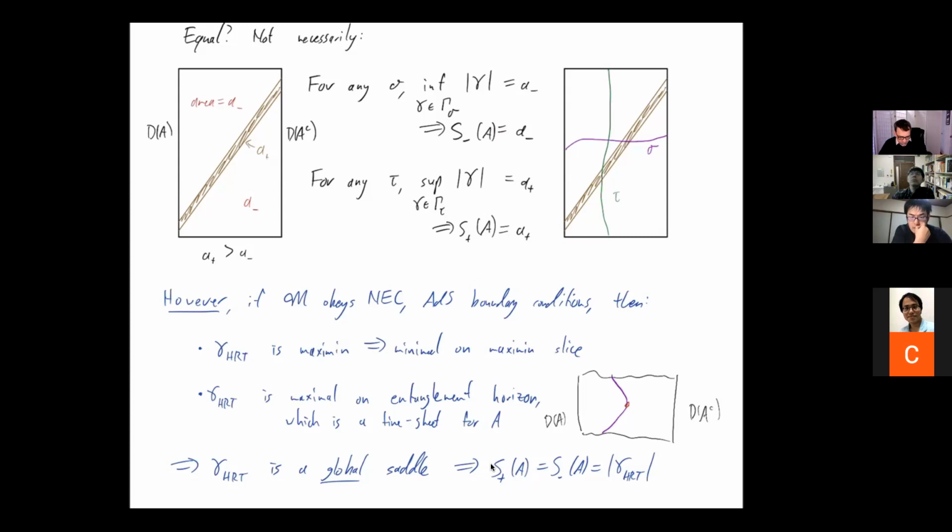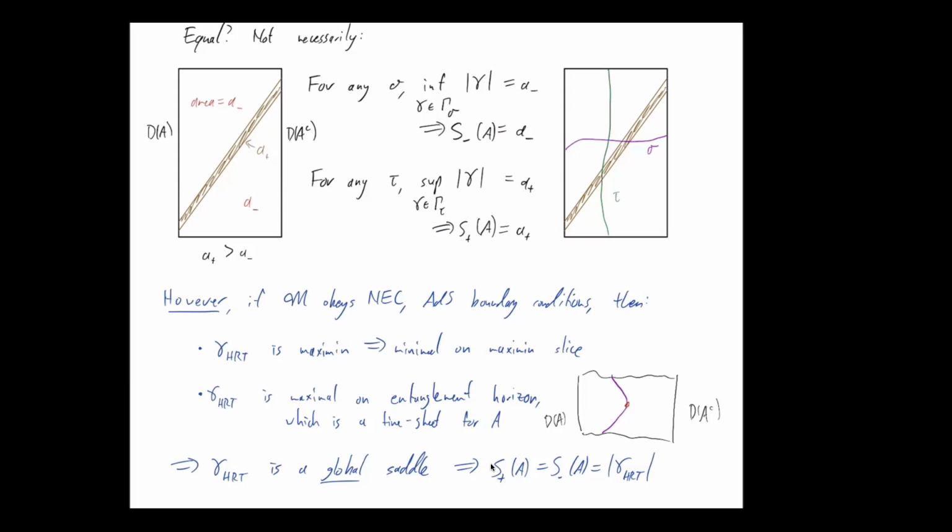So that's great, because that means that actually we now have a new formula which is equivalent to HRT. And what can we do with that formula? Can we do anything new? So now I'm going to show you entropy inequalities using minimax. Okay, let me pause for questions.